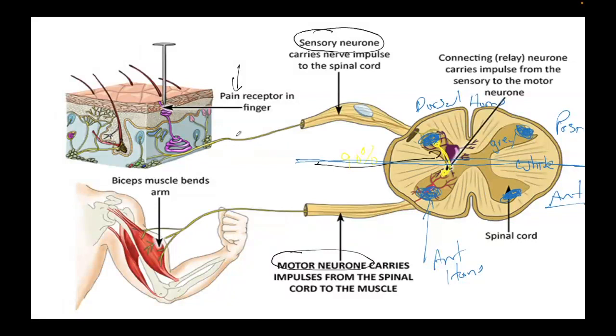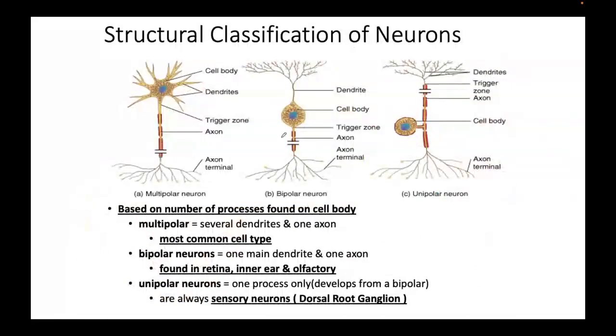So guess what? All the sensory information comes in and synapses in the dorsal horn, and all the motor information begins at the anterior horn. Okay? Now, structurally speaking, we have a structural classification of neurons, and there's three classifications. There's a multipolar neuron, a bipolar neuron, and a unipolar neuron.